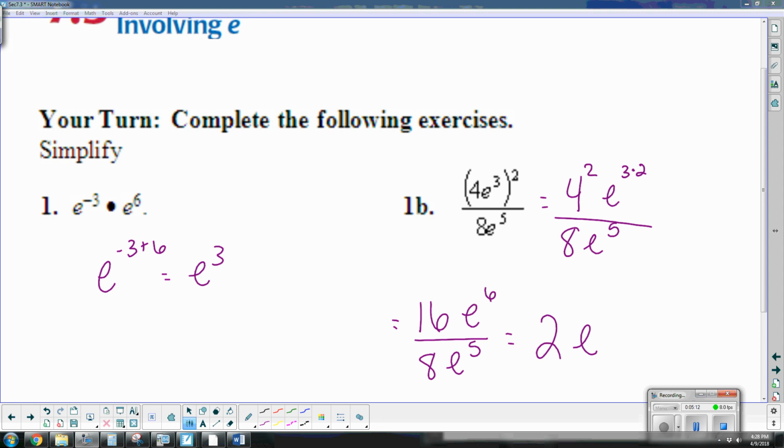So in the first problem, you're multiplying numbers that have the same base. The base is e, so you add those exponents, and you can simplify that expression as e to the third power.